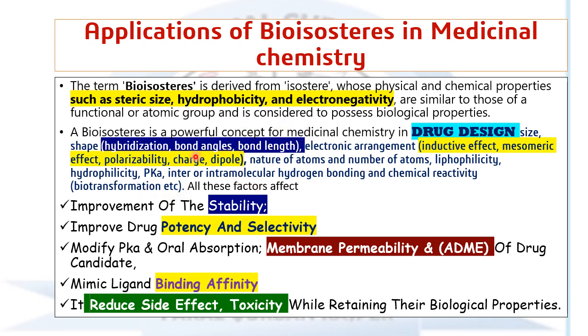So ultimately, by the application of bioisosteres, a new drug molecule design will be improved in its stability, potency, and selectivity. Bioisosteres in medicinal chemistry will be helpful in designing drug molecules which have good stability, improved potency, and higher selectivity with the target, and more optimum pharmacokinetic properties, such as good absorption, high membrane permeability, and an optimum pharmacokinetic profile. They have good binding affinity, lower side effects, and a higher safety profile while maintaining their biological activities. So these are the most important applications or advantages of bioisosteres in medicinal chemistry.